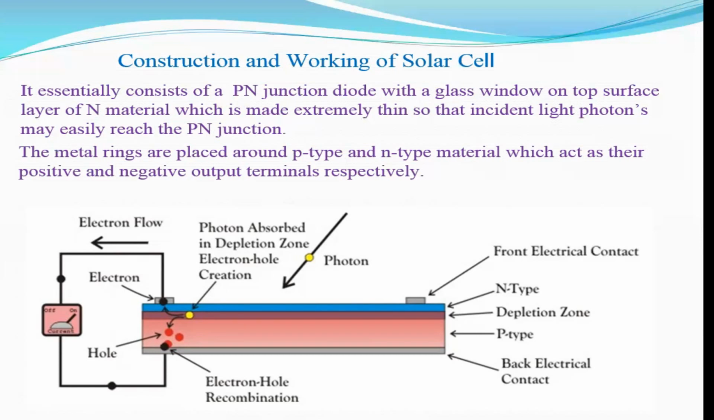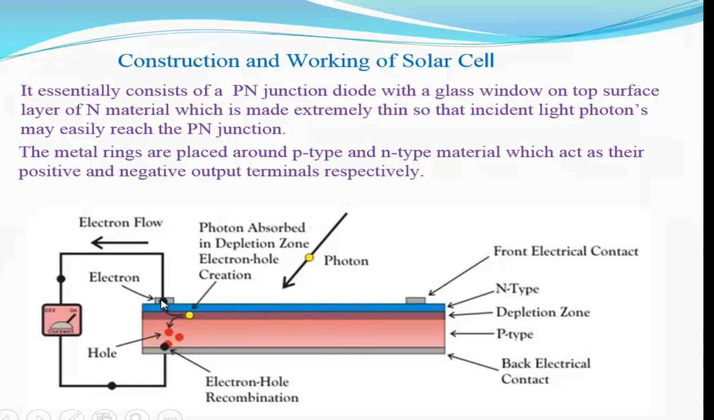Next, construction and working of the solar cell. First, we'll see the construction. Basically, it is a PN junction diode. We can see here the P-type material, above which we have the N-type material, and in between we have the depletion region. Above this we have a glass window. The light incident on it passes through the N-type region into the depletion region. The N-type region is made thin compared to the P-type region, so as to allow the light falling on it to penetrate through and reach the depletion region.